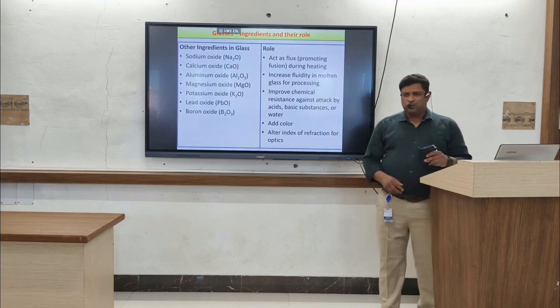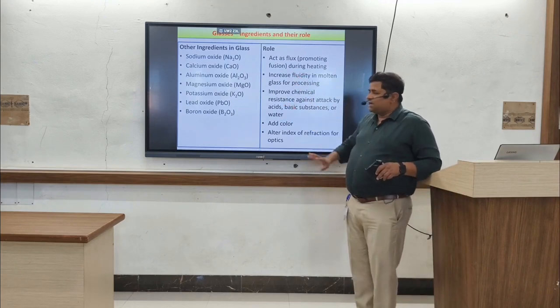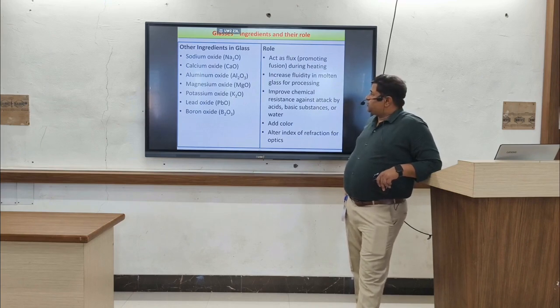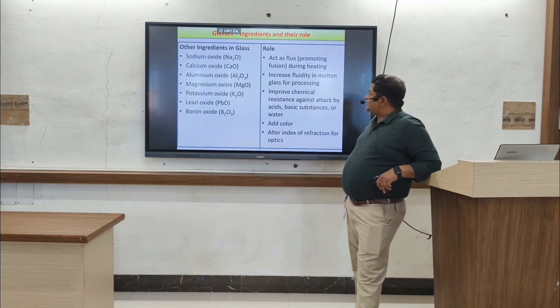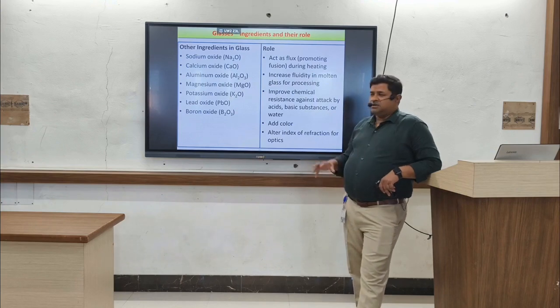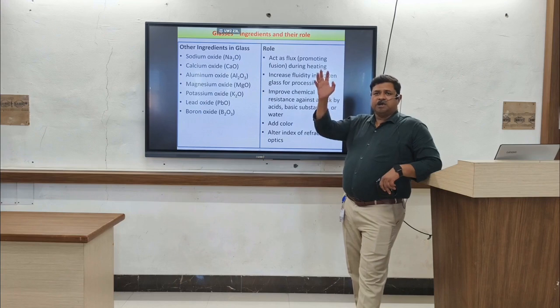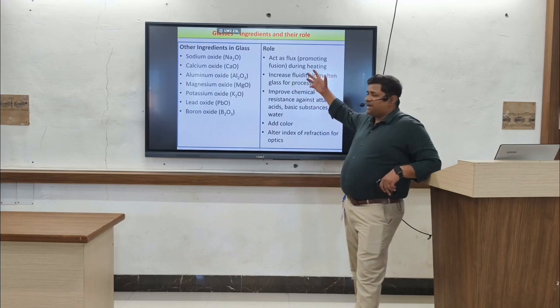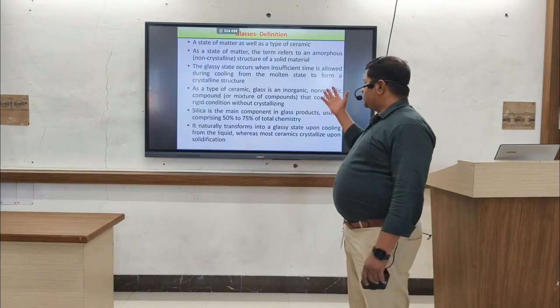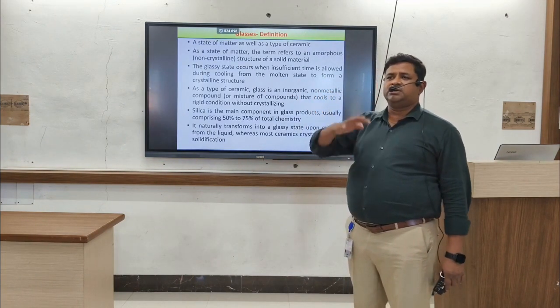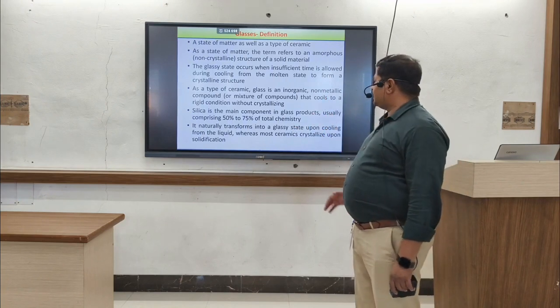Then here, ingredients and their role. What are the different ingredients in the glass material and their role? Sodium oxide, calcium oxide, aluminum oxide, magnesium oxide, potassium oxide, lead and boron oxides. What is the role? Act as a flux or promoting fusion during the heating. When we are using these materials as an ingredient, so during heating of the glass material, if you add them, they will act as a binding material or fusion material. Okay, during heating. Before reaching the solid crystalline structure, in between, whatever the structure you are going to get, that is nothing but the glassy structure.